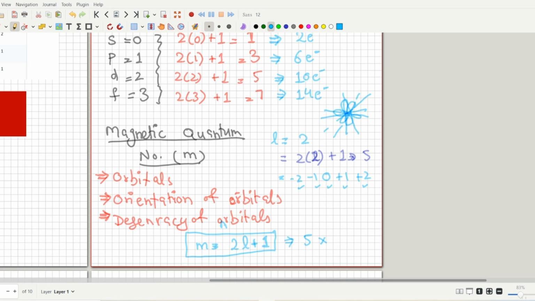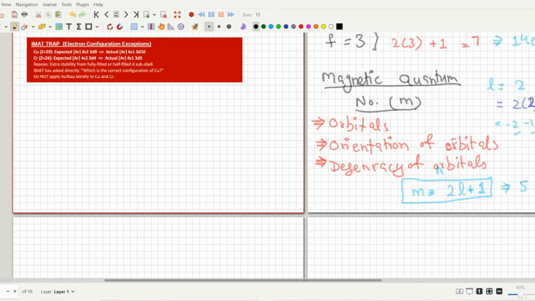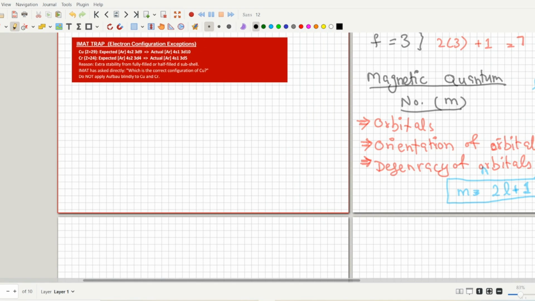I'm not going into really deep depth of these topics because they are not directly related to the IMAT, but you should know the basics because they are really important to understand the behavior of electrons. So now you know what the magnetic quantum number is. The last quantum number that we will be discussing is the spin quantum number.